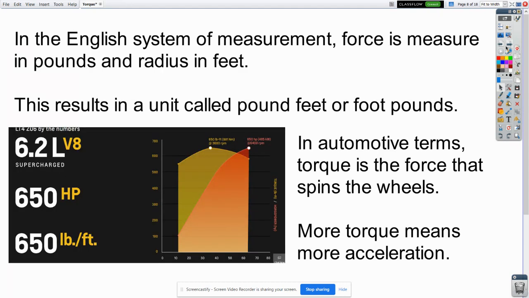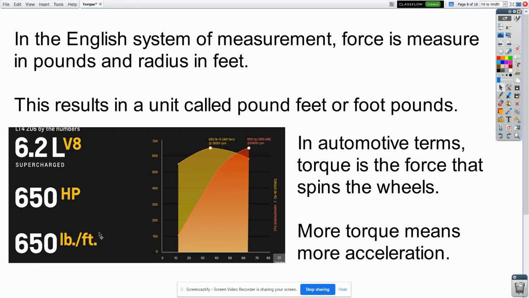Torque does exist in the English system as well. In the English system, the force is measured in pounds and the radius is measured in feet. So you get pound-feet or foot-pounds of torque. This is an important number when looking at the power of engines. So many people get caught up in the horsepower of an engine. Horsepower indicates how much output that engine has, but an equally important number is the torque. This is a screenshot of the Chevy Corvette website, and you'll see right here the 650 pound-feet. That's the torque that's being applied by the engine.